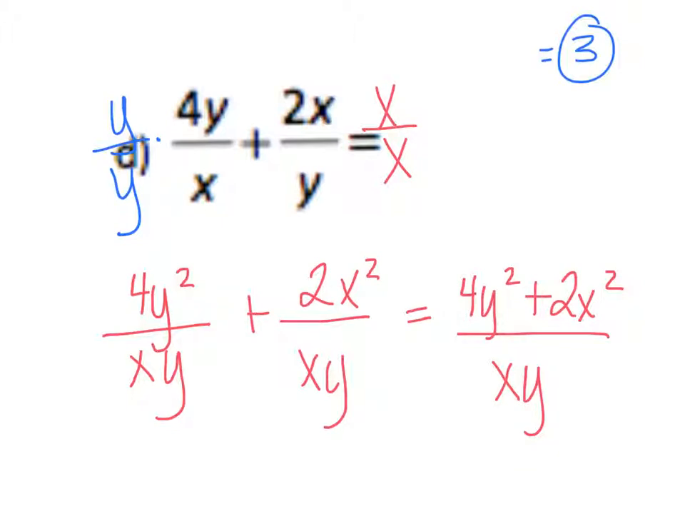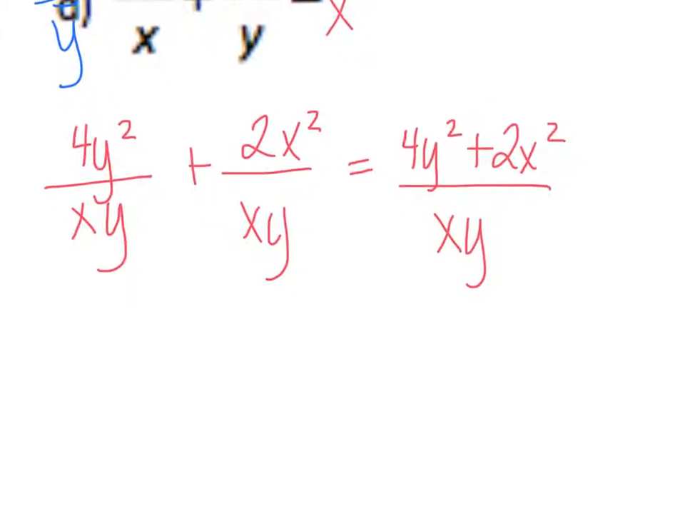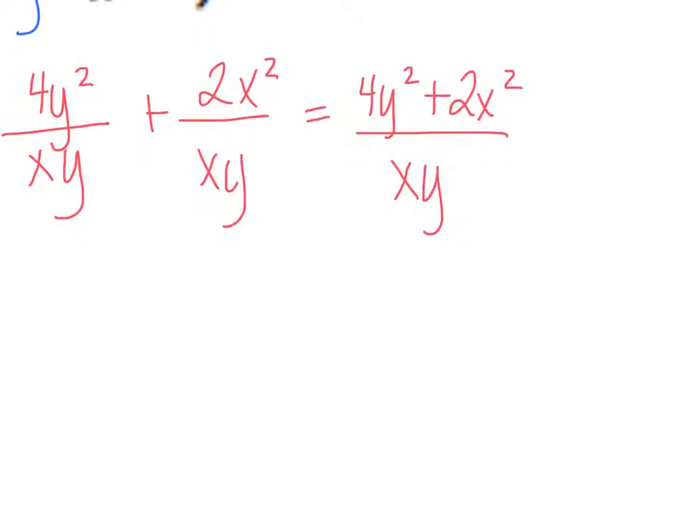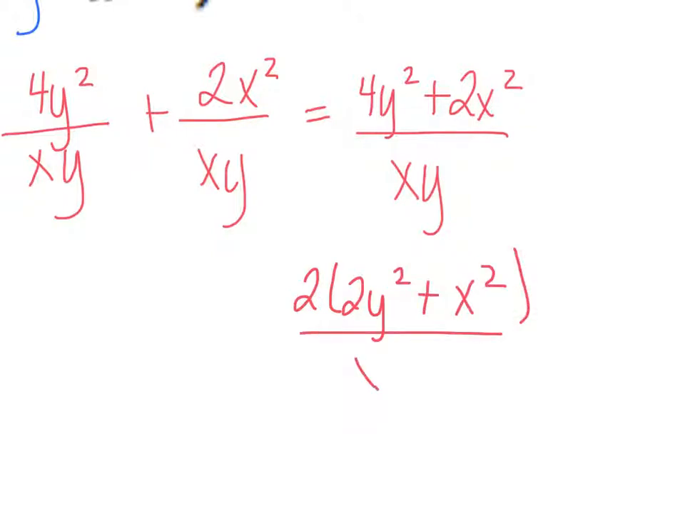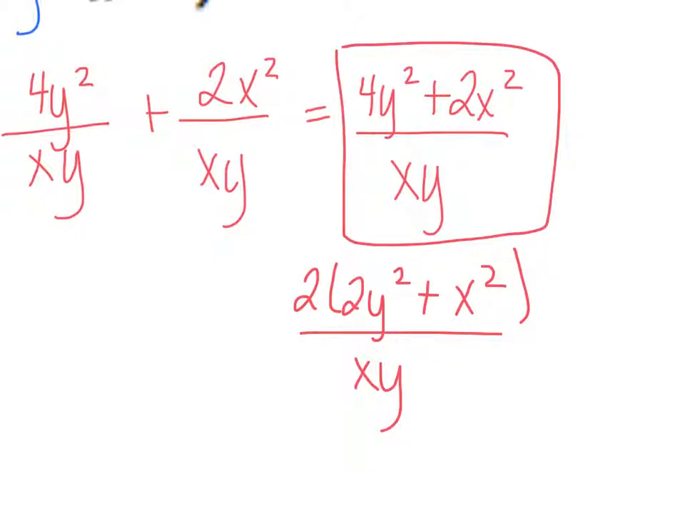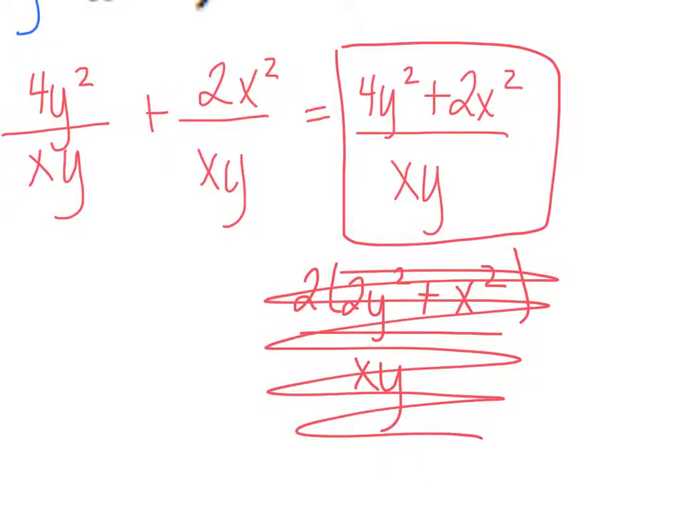I can't combine the top because they're not like terms, but I can take out a greatest common factor of 2 and see if that will do anything. So I have 2 times 2y squared plus x squared over xy. And since it didn't really do anything in terms of simplifying, I'm just going to leave it how it was in the very beginning. So if you can simplify or take out a greatest common factor and it will help you eliminate a factor in the denominator, go ahead and simplify it. But in this case, since it didn't help me, just go back to where you started simplifying from, and that can be your final answer.